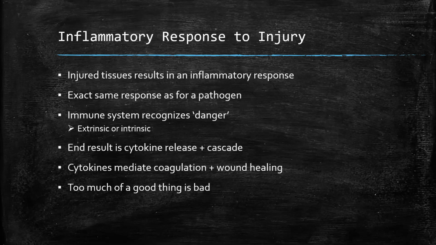There is also an inflammatory response to injury. And interestingly, the inflammatory response in an injured patient is exactly the same response as if a pathogen was present. The immune system recognizes danger, and that could be an extrinsic threat like a bacteria or an intrinsic threat like damaged tissue. The end result in all of these cases is a cytokine release and the beginnings of the cytokine cascade.